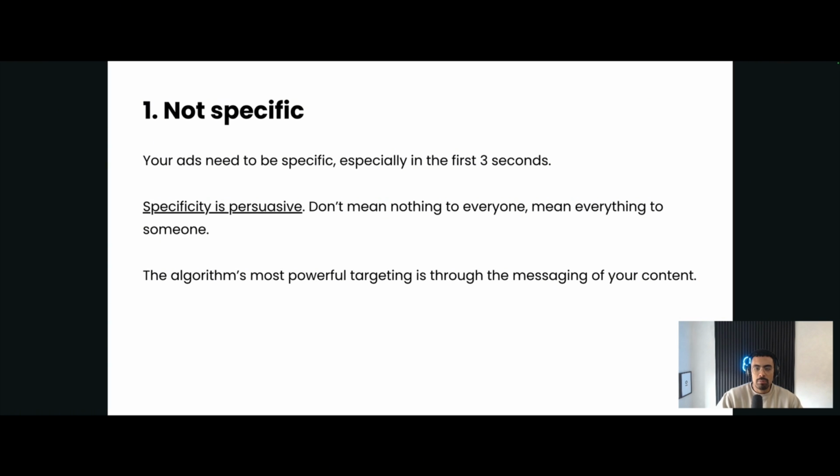And you don't want to mean nothing to everyone and try and appeal to everybody on the platform, right? You want to apply your ad to the people that can actually benefit. Usually your product is not going to improve every single person's life, right? And it's going to mean more to somebody else. And so what we want to do is be specific.